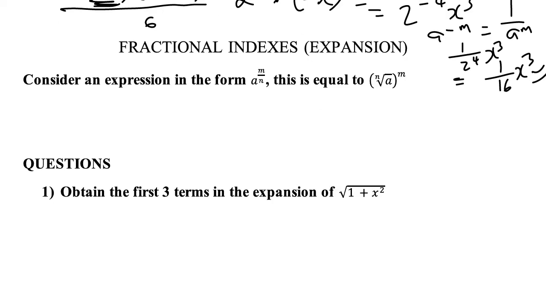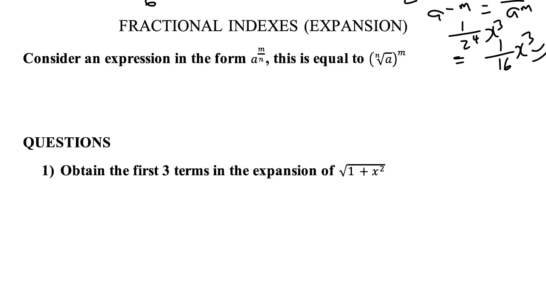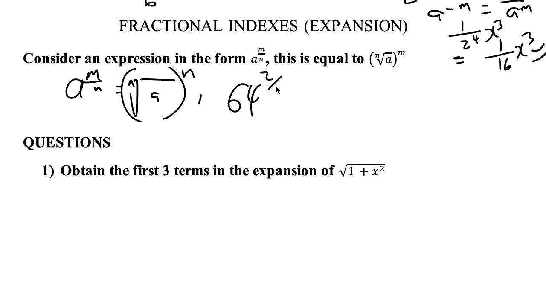But I'm going to look at the fractional index expansion, and it's a case where you have a fraction that is actually being raised to that expression given. So let's consider an expression in the form a to the power m over n, and this is equal to the nth root of a to the power m, right? If you've studied indices, this should not be a problem for you, right? You have a to the power m over n is the nth root of a and then to the power m.